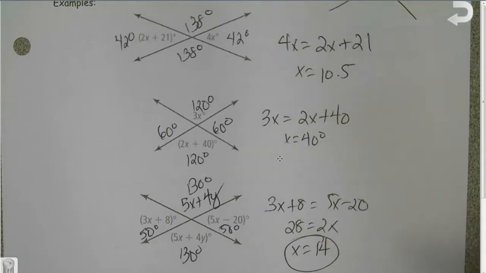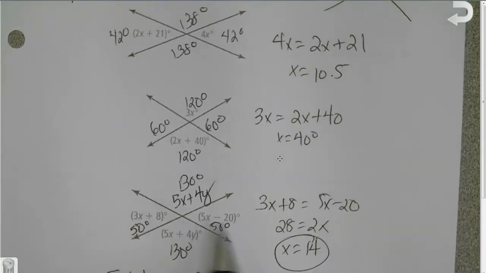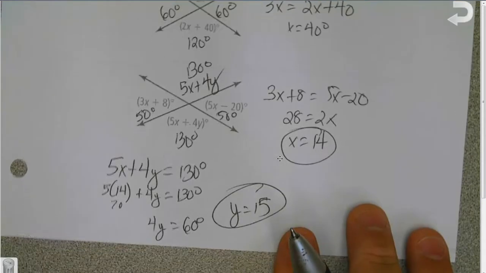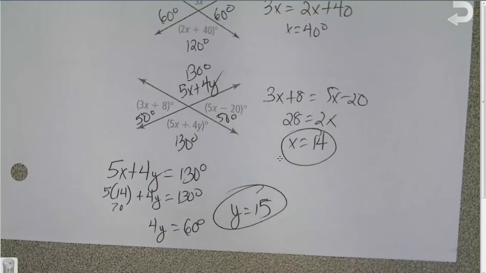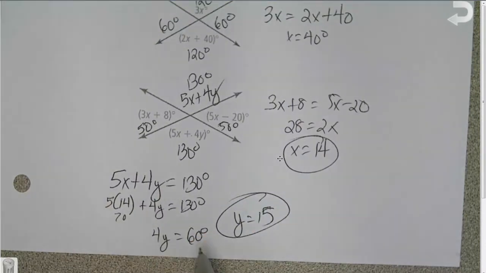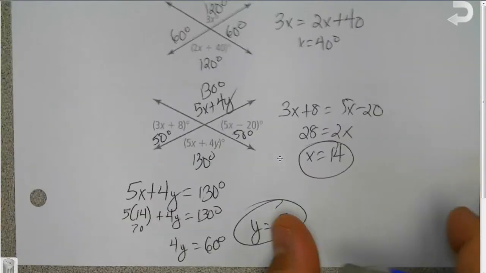Now, the third example is a little tougher. X equals 14. When I plug this in, I get 50 for both of these. That means both of these are 130. So I had to set 5x plus 4y equal to 130. Then I use substitution to plug 14 in for x, and I can find y. Y is equal to 15. Okay, hopefully that was understood.